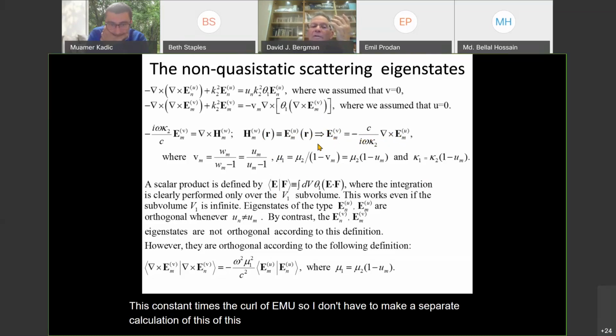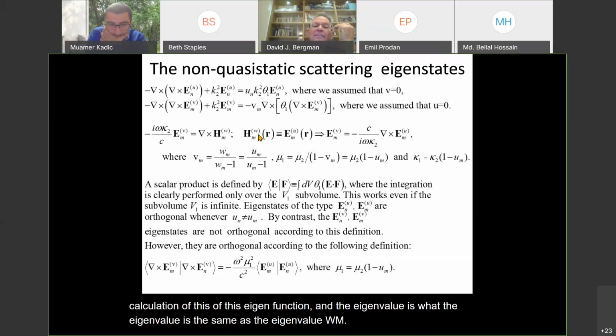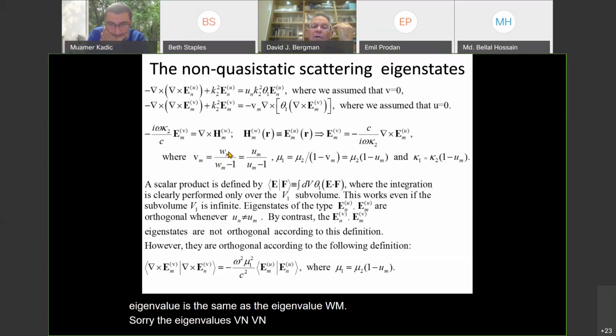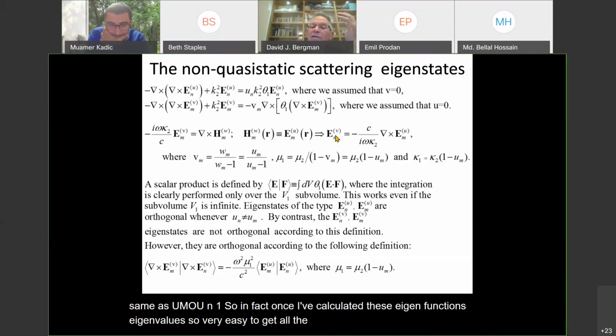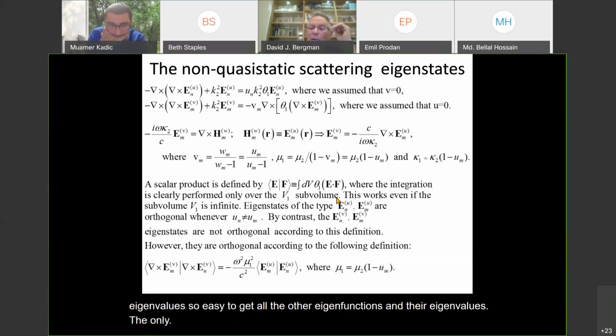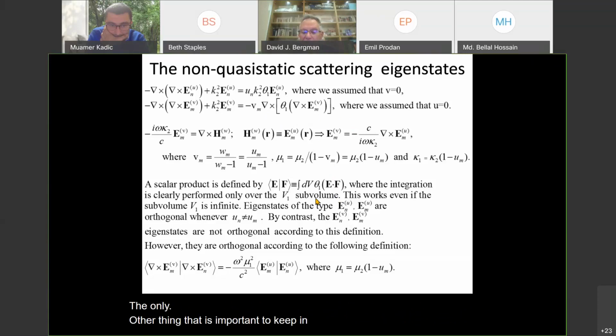And the eigenvalue is what? Well, the eigenvalue is the same as the eigenvalue Wm. Sorry, the eigenvalue is Vm. Vm is related to Wm over Wm minus 1, and that is the same as Um over Um minus 1. So in fact, once I've calculated these eigenfunctions and eigenvalues, it's very easy to get all the other eigenfunctions and their eigenvalues.